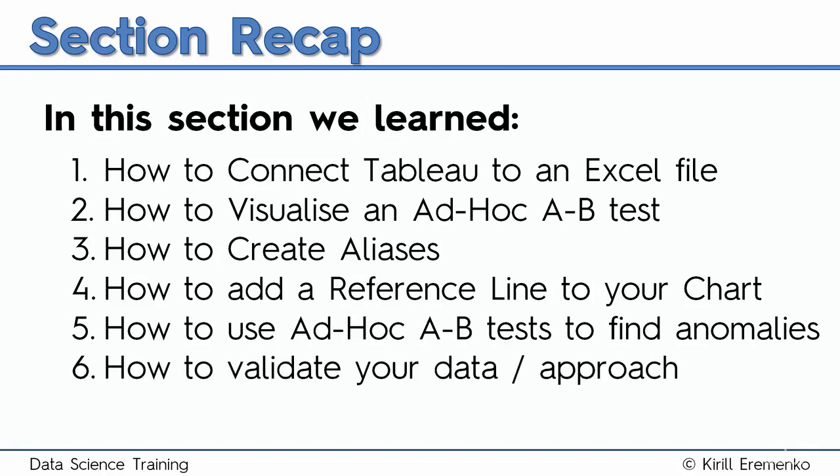And number 6, how to validate your data approach. A very handy trick there. Use a column or a variable you know has no influence on the result. For example, the last digit of their mobile number or their client account number, and check that there is a uniform distribution. That will help you avoid any errors you might have in your approach, or check any errors in the data. And that's the end of this section.